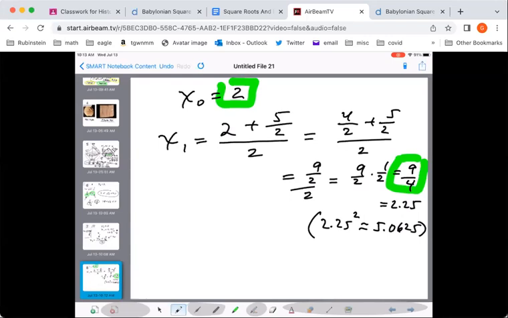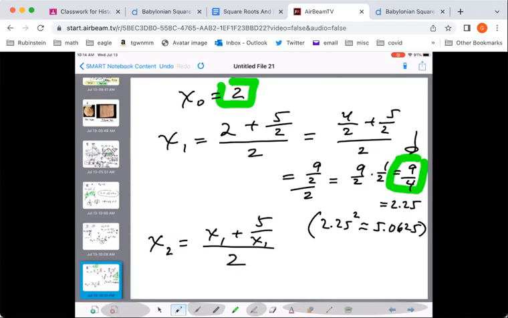Here it comes. By the way, there is a formula that would get me directly to this answer without doing this averaging, but I don't like that formula because it doesn't let me go the next step. Now that I know 9/4 is a good approximation, I can get an even better one. I'm going to write it like this. X2 is the average of X1 and 5 over X1.